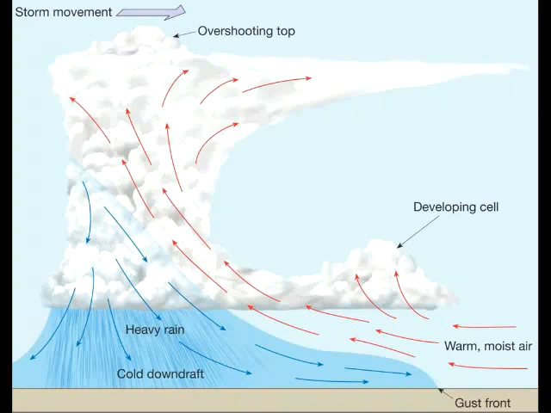Downdrafts produce dense, cool air that spreads beneath the cumulonimbus. The gust front is the leading edge of the outflowing downdraft. It acts like a wedge. It forces warm, moist air into this thunderstorm. The outflow boundary is named gust front.